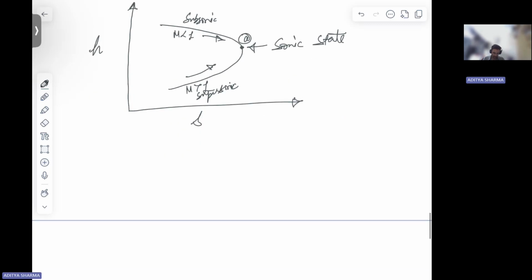And now, what is the effect of friction on your pressure? So your total pressure decreases for both the cases. Be your flow subsonic, be it supersonic, your total pressure is going to decrease.